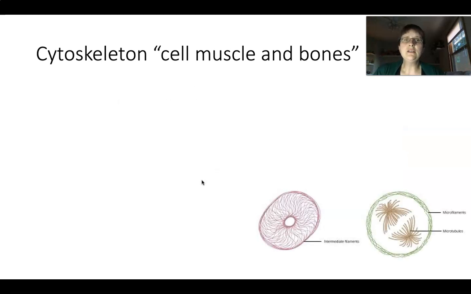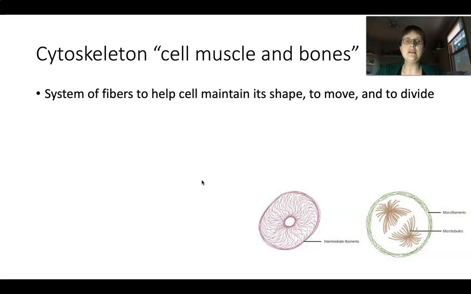So next thing to look at is what makes up basically the muscles and bones of a cell. So that is what we call the cytoskeleton. So this is a system of fibers that help give the cell its shape, help it move, and help it divide. So if you look down here, I've got some pictures that I grabbed.